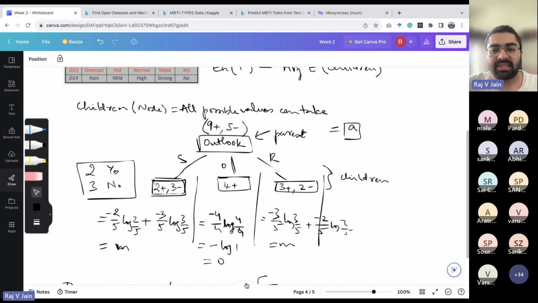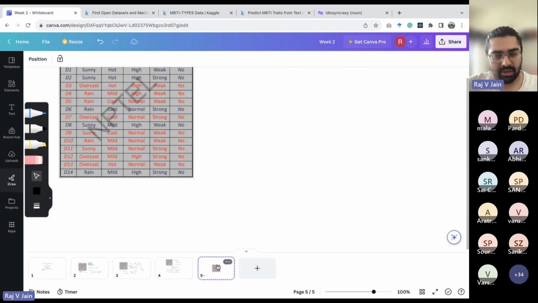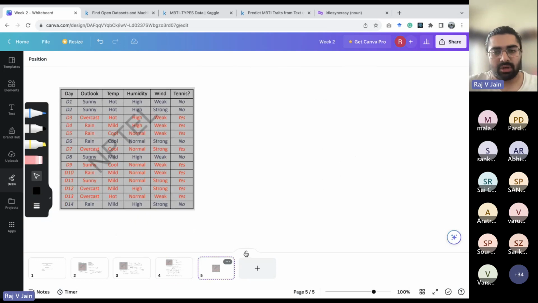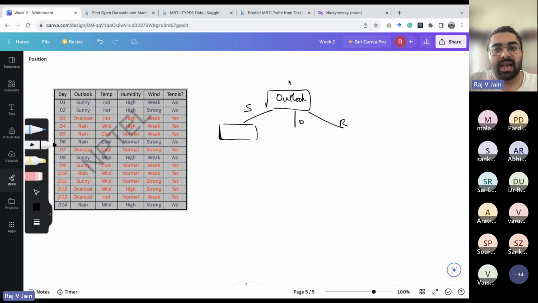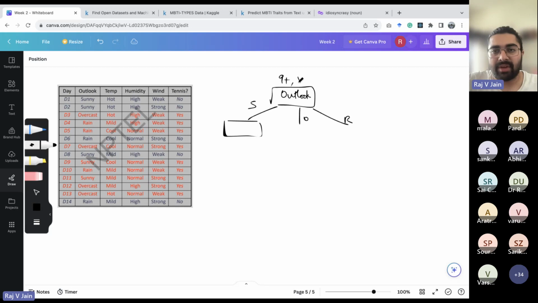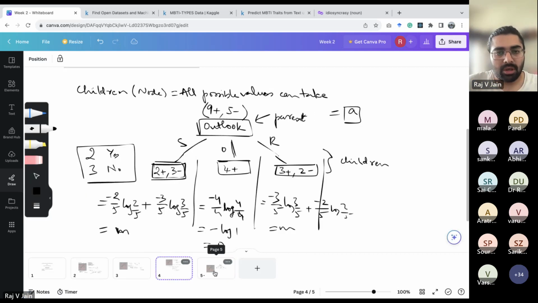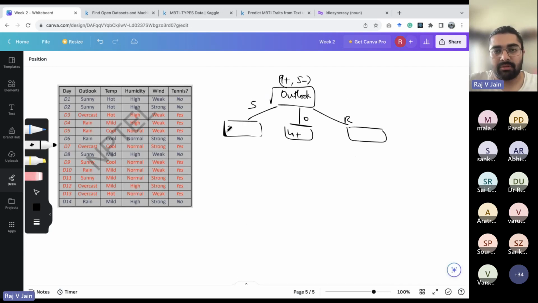So let's say we ended up choosing Outlook for whatever reason. We say that we got the highest information gain there. So what we'll do is say now I have Outlook as my root node. This is fixed. I don't touch this anymore. And I have Sunny, Overcast, and Rain, right? Now here I had 9 positives and 5 negatives, let's say. Same here, 4 positives. And this was 2 positive, 3 negative.